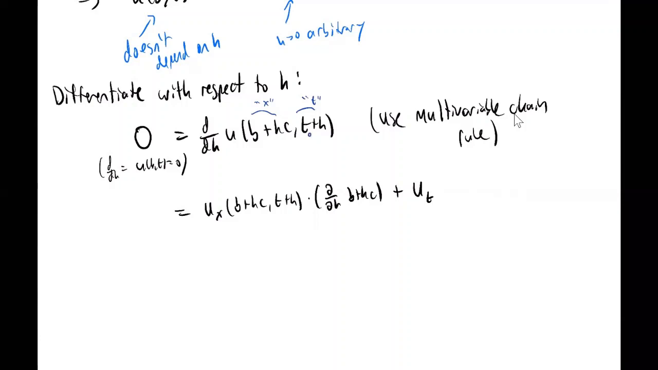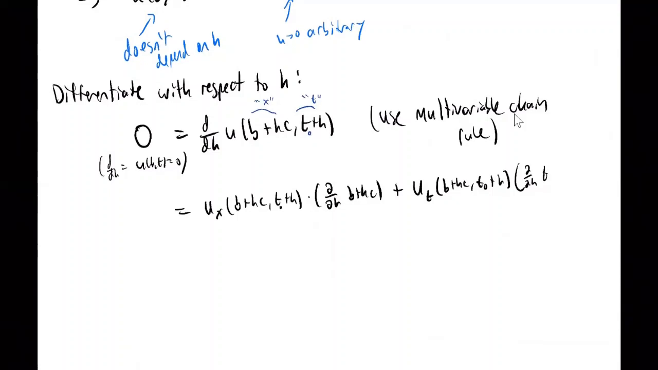Going back to the chain rule, I get u_t at the point b + h, let me change t to t naught here, t naught + h. And then I have to multiply by the derivative with respect to h of the second component, which is t naught + h. Okay, and so I'm almost done.